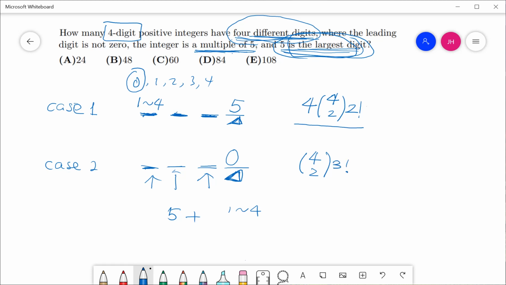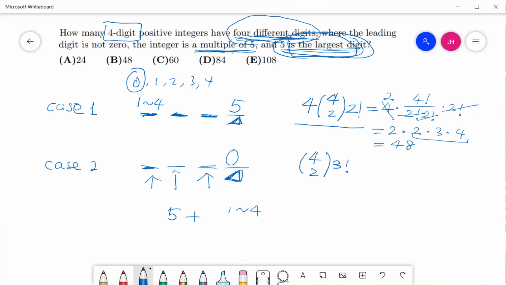Now let's compute the expressions. The first expression, for case 1, equals 4 times 4 factorial over 2 factorial times 2 factorial, times 2 factorial. We cancel this out, and this is 2, so we cancel it with the 4. So that equals 2 times 2 times 3 times 4, right? This is 4 factorial. So how much is that? 2 times 2 is 4, 4 times 4 is 16, times 3 is 48.